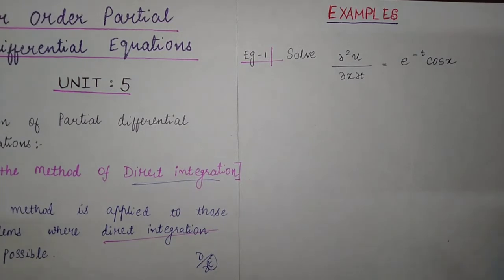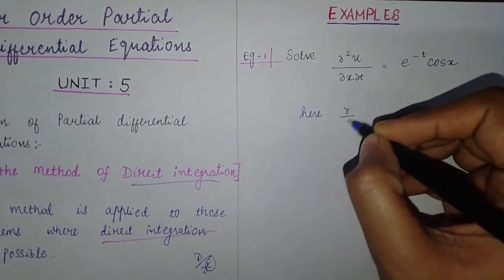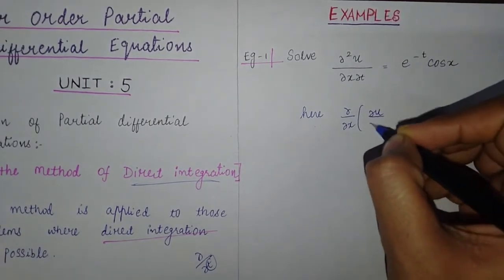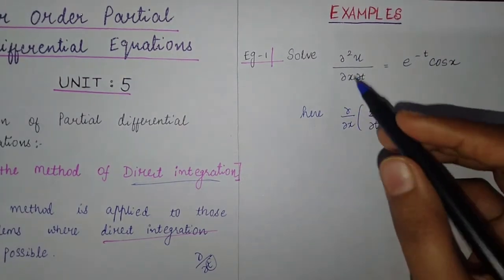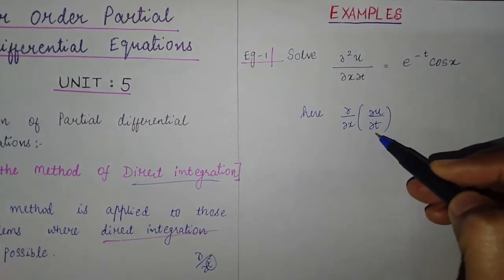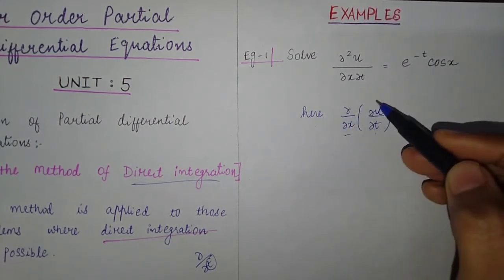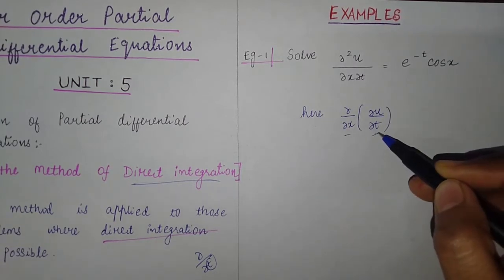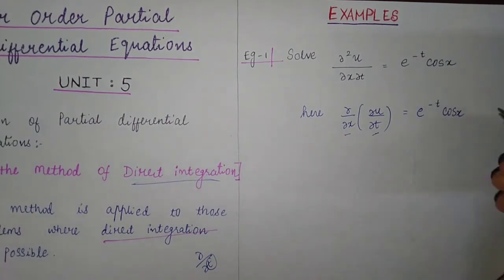Example 1. Solve del square u by del x del t equal to e raised to minus t into cos x. Here, first of all, this term can be written as del by del x of del u by del t. So we will first carry out partial differentiation with respect to t, and then with respect to x, and that is equal to e raised to minus t into cos x.